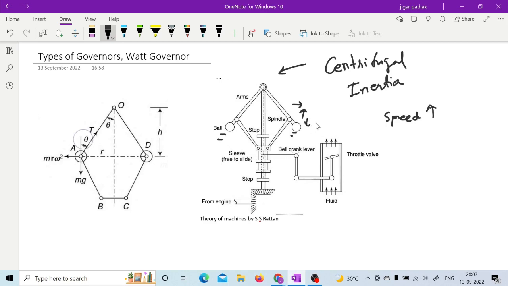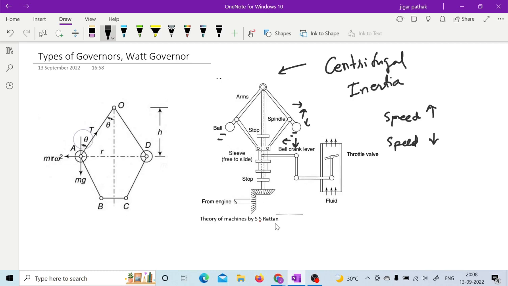Now if you think in the opposite manner, that if the speed of the engine is going to decrease, when will it happen? When load is going to increase, the speed will decrease, and when speed is going to decrease, this fly ball will come downwards and inward, and when the fly ball comes downwards and inwards, the sleeve will move again downward, and the throttle valve will be opened in order to supply more fuel. So this is the basic thing for operation of a governor, which is going to regulate the fuel supply, right?